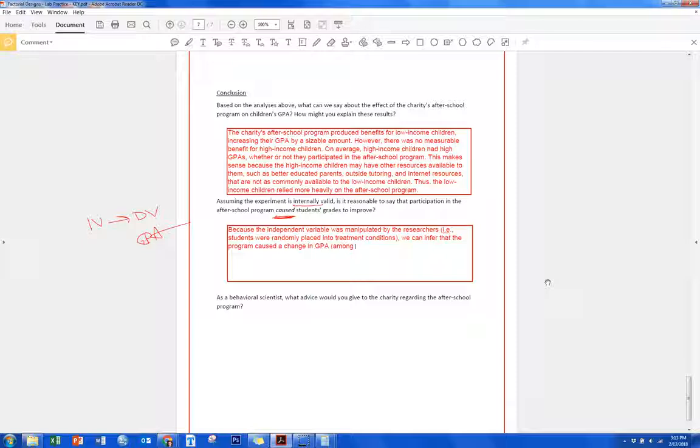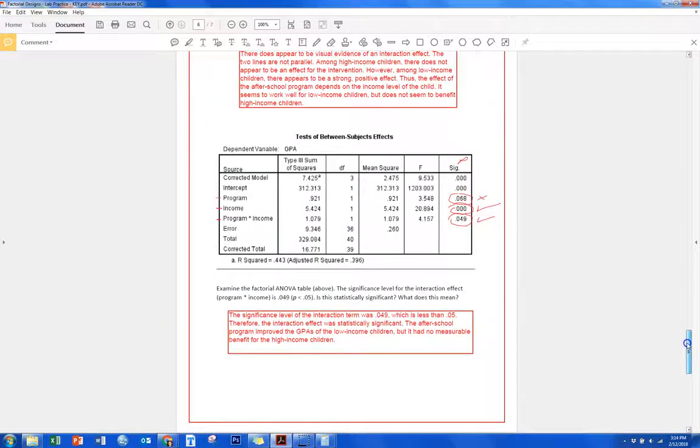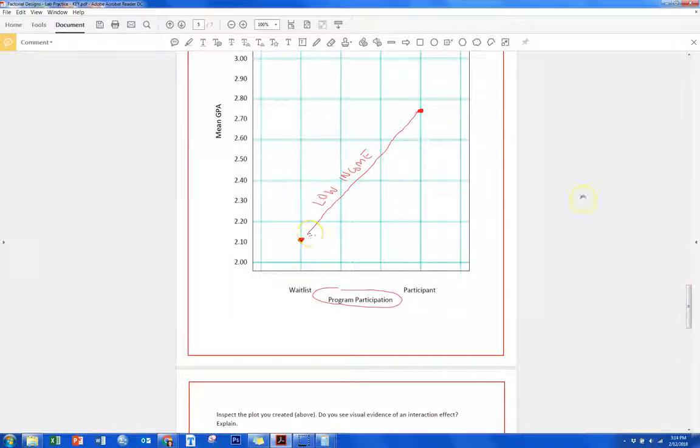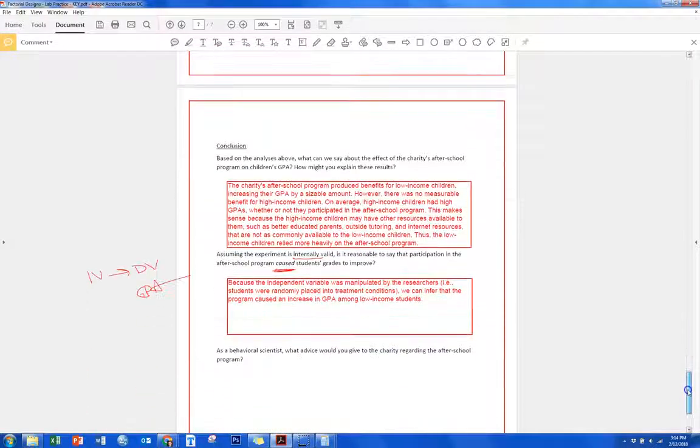And I'm going to put in parentheses, because you know there's an interaction here among low-income students. We don't want to forget about that because we did find an interaction effect. There was no benefit for high-income kids. So we're going to reiterate that here. Caused the change in GPA among low-income students. We can be more specific. Caused an increase in GPA among low-income students, because we did say that the numbers went up. So there was not just a change, there was an increase.